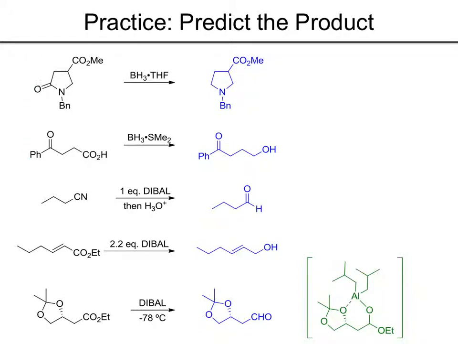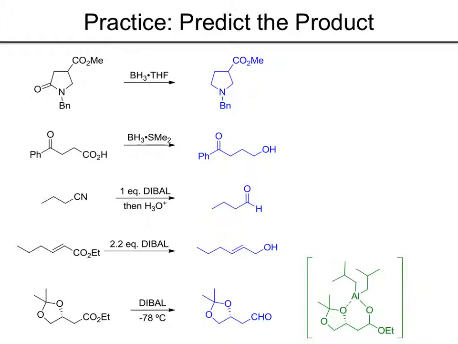In the first two cases, you're doing selective reduction using borane. Since borane favors amides and carboxylic acids, you can favor an amide over an ester, and you can favor a carboxylic acid over a ketone. In the third case, you're reducing a nitrile using DIBAL to the imine, which then hydrolyzes to the aldehyde upon aqueous acid workup.